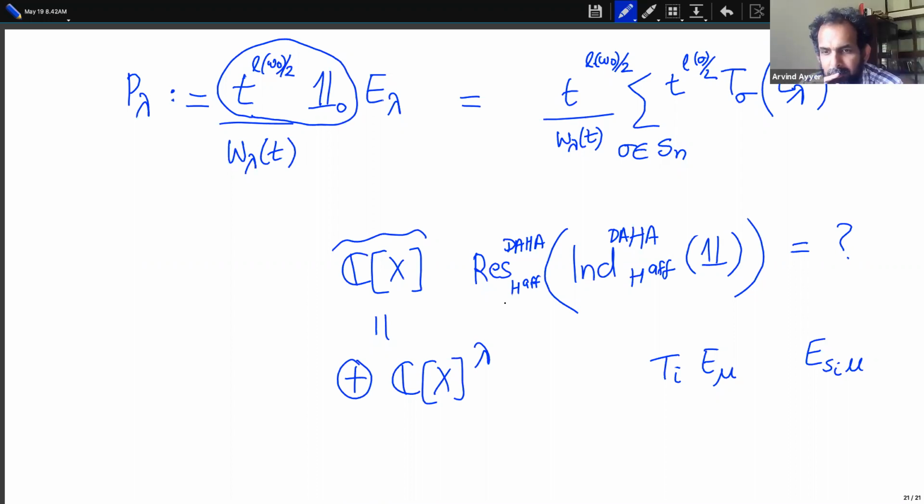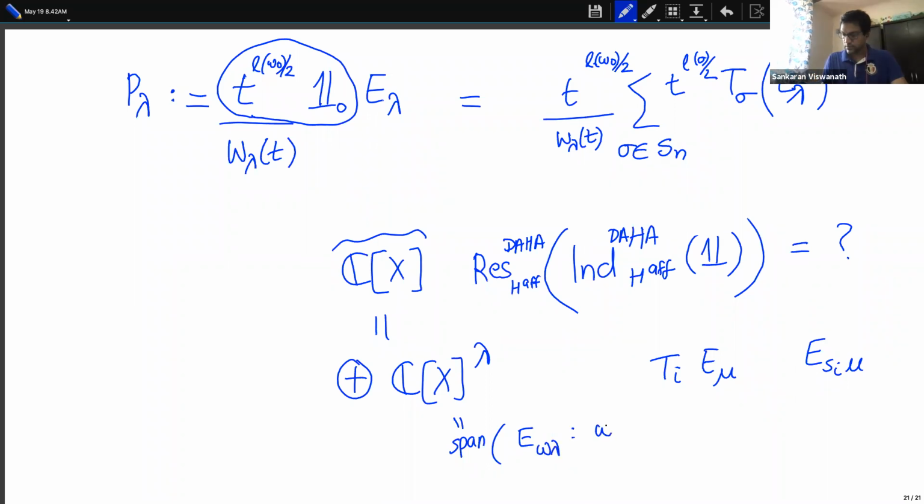Okay. So what is the CX lambda, Viswanath? CX lambda is, I think, the span of all the EW lambdas, all the reorderings. Is that right, Arun? Yes, that's right. So the point is, the Y's will leave them invariant, of course, but the T's will sort of move them around. The Ti's, when they act on a given E mu, will give you E si mu. So there were a bunch of different cases and so on. But essentially, the span of this space is going to be invariant.